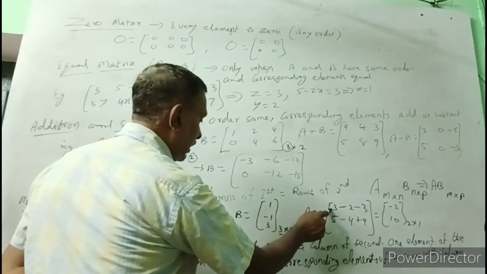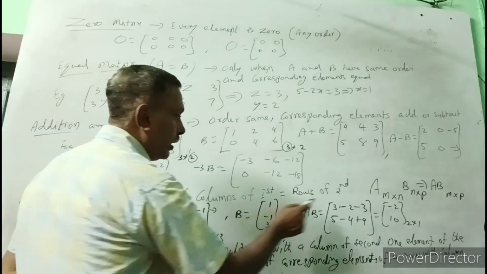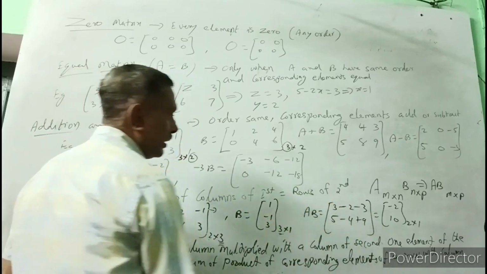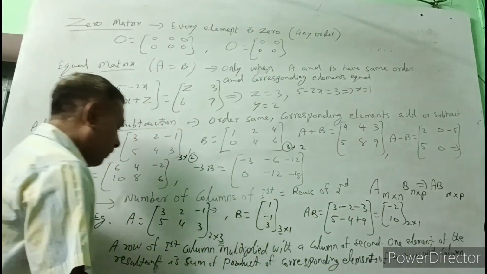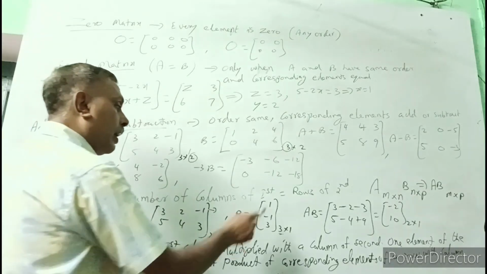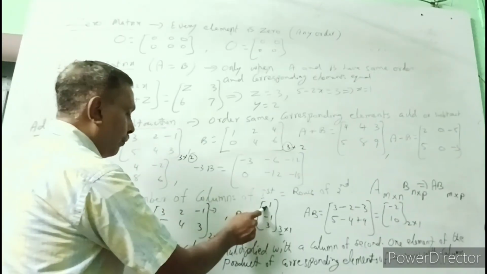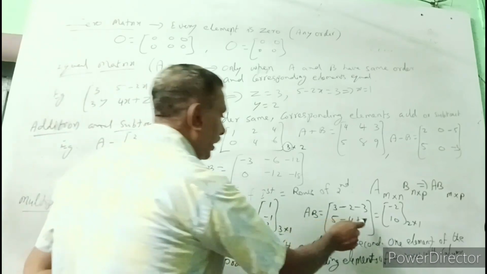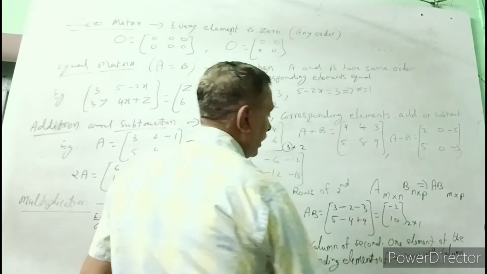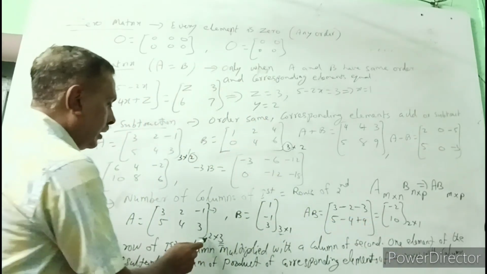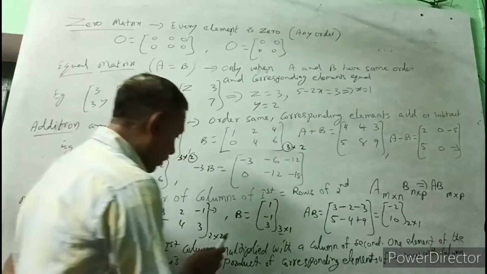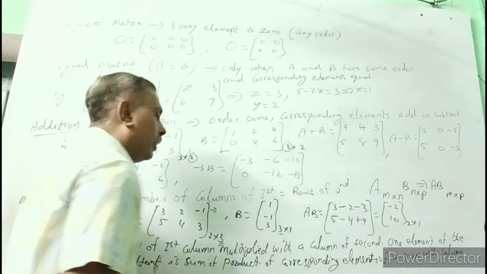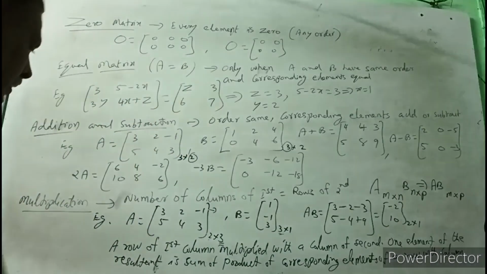3 into 1, that is 3. 2 into minus 1, that is minus 2. And minus 1 into 3, that is minus 3. So in total you are getting minus 2. And similarly, take the second row and do the same procedure. 5 into 1, 5. 4 into minus 1, minus 4. 3 into 3, 9. In total we are getting 10. And as I told you, the resultant must be of order 2 by 1, meaning this 3 and this 3 we are removing, and the remaining things will be there, 2 by 1. So it is written there.